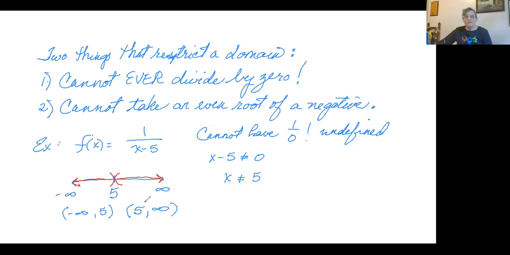Either of these is part of the domain. The only thing we have to do is leave out the 5 itself. So we put a union symbol between them to say that it's the two of these. So it's from negative infinity up to 5, but not including the 5. And then from 5 to infinity, again, not including the 5. This is the same thing as x is not equal to 5.